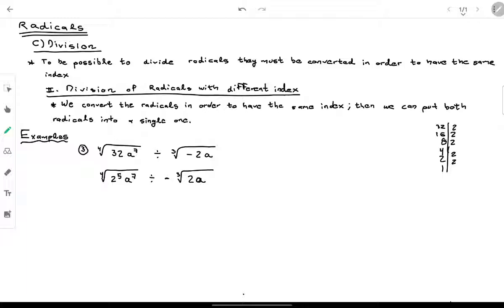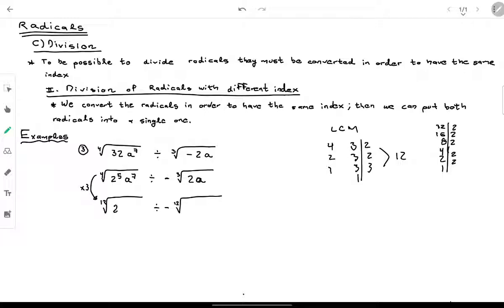What happens next? We need to look for the least common multiple between 4 and 3, the indexes. Divided by 2 it's 2, divided by 2 it's 1, divided by 3 it's 1. So it's going to be 12. So we need to transform our radicals into the 12th root. Of course, this one will still be a negative one. So it's going to be 4. To become 12, I need to multiply it by 3. That means whatever is inside, we need to cube.